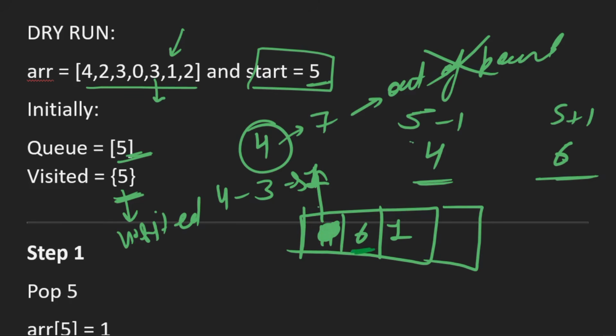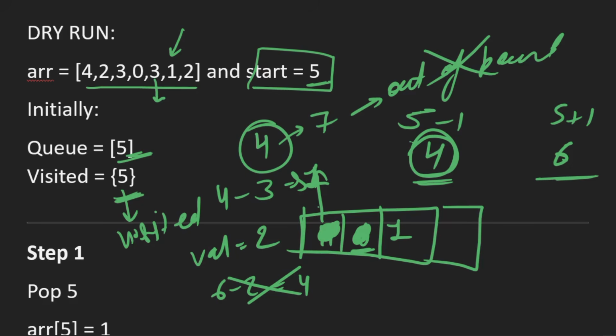And 4 is removed from here, so we see the next element. The next element is 6, and at 6 we have value 2. From 6 we can either go to 6 plus 2, which is 8, and 8 is out of bound, so we don't take that step. Then we take 6 minus 2, which is 4, and 4 is already visited, so we don't visit that node, right? So 6 is also processed and nothing has been added to the queue.